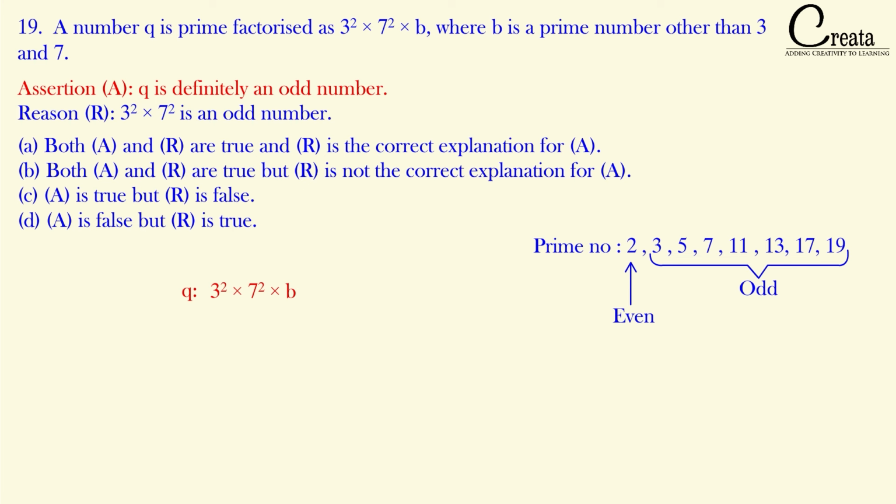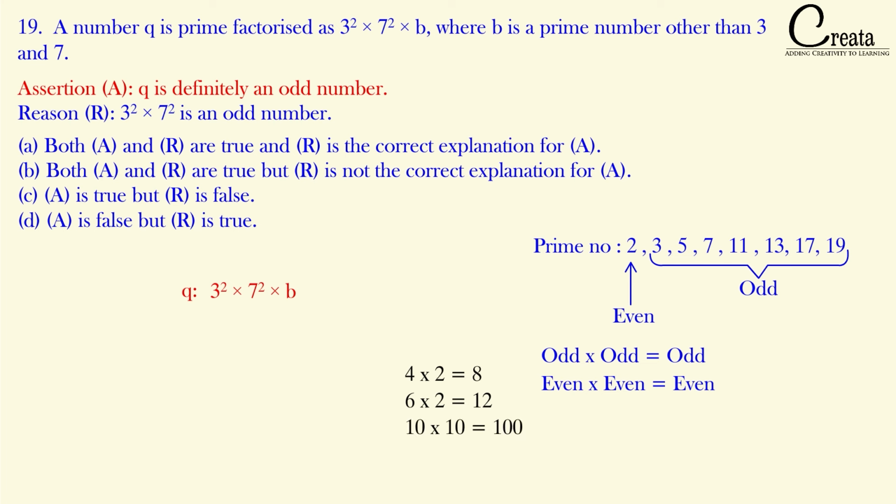Before that, you should know odd into odd is always an odd number. You can take any odd number and multiply it with an odd number. The output will be odd. Like 5 into 3, both are odd, the output is 15, that is again odd. 7 into 3, odd into odd, it is 21, which is odd. So odd into odd is always odd. Even into even is always even. 4 into 2, 6 into 2, 10 into 10, everything even into even is even. And odd into even is always even. 2 into 7, 14, odd into even is always even.